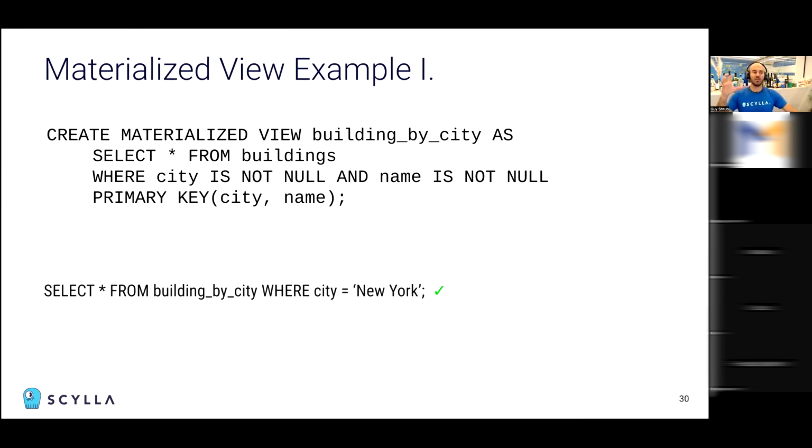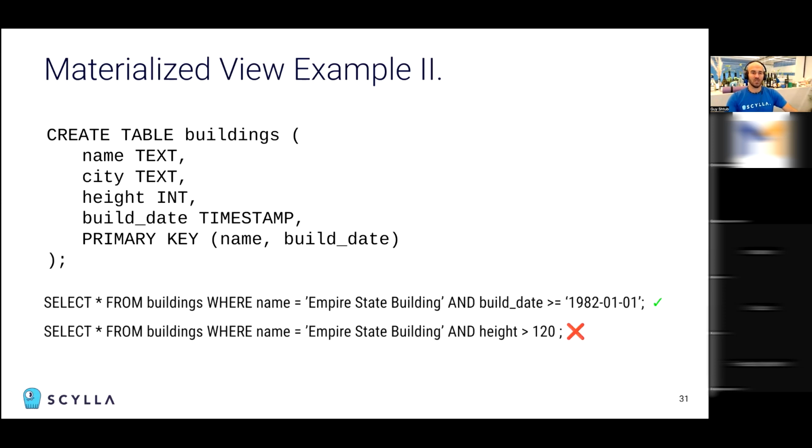It would copy the entire table, but it would look at the columns city and name as the partition key. And then we could perform the query that we saw before, where we provide the partition key of city equals New York.